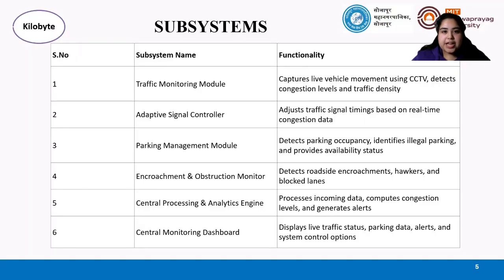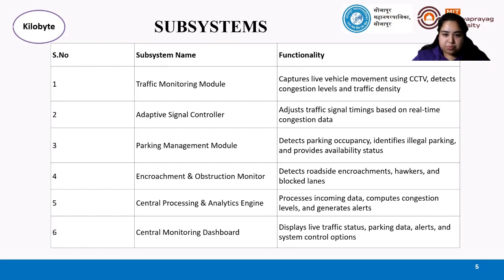All right, my name is Khushi and I'll be explaining the subsystems. Now, there are a total of six subsystems in our problem statement. The first subsystem is the traffic monitoring module, where the live data feed is captured from the CCTV footage and vehicle movements are detected to identify the congestion levels and the traffic density in multiple areas. The second is the adaptive signal control, where the traffic signal timings are adjusted based on the real-time congestion data that is being received.